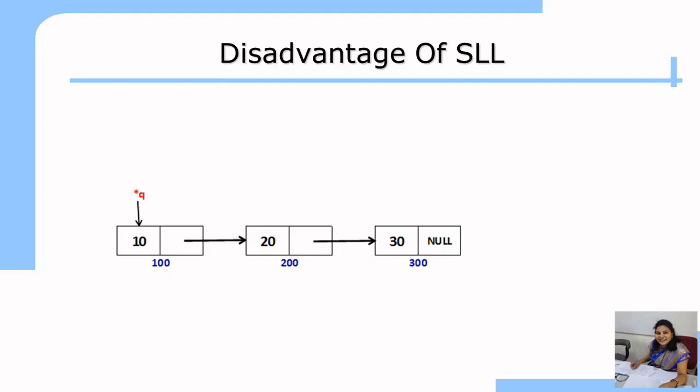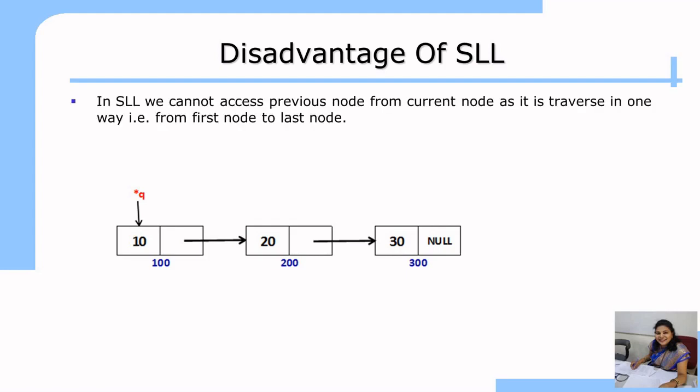This is the disadvantage of the single linked list. As you know, a single linked list can be traversed in only one direction, from the starting node to the next node. From the current node we can go forward, but we can't go backward. If you are at 10, you can go to 20, and from 20 you can go to 30. But if your current node is 20, you can go to 30 because 20 has the address of node 30, but 20 doesn't have the address of node 10. So from 20 you can access the forward nodes, but you can't access the previous node. This is the disadvantage of the single linked list.